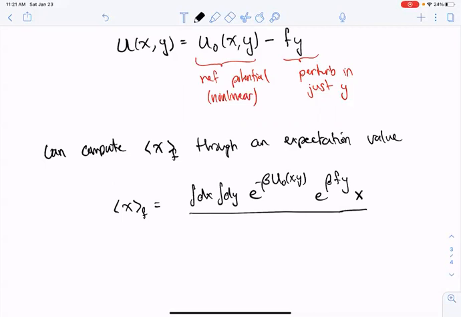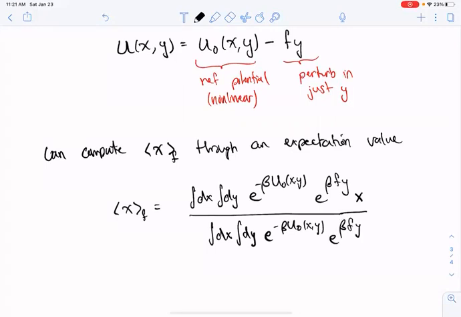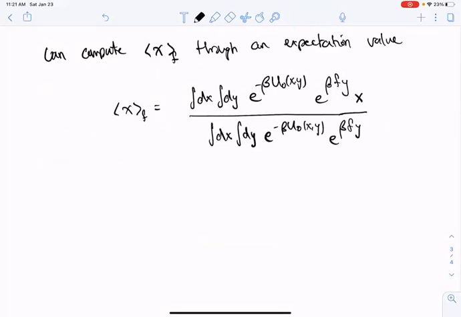X is what we're taking the expectation value with respect to, and I need to normalize this probability. Essentially, the partition function in this system is written like so. All right, looks a little more complicated than what we had before. Now let's imagine that f is small.